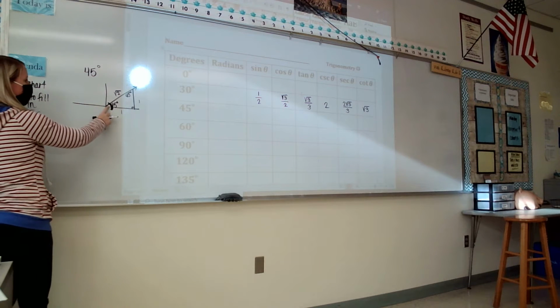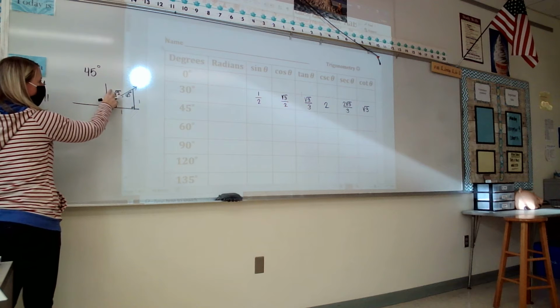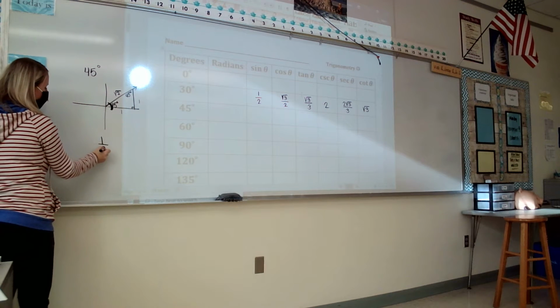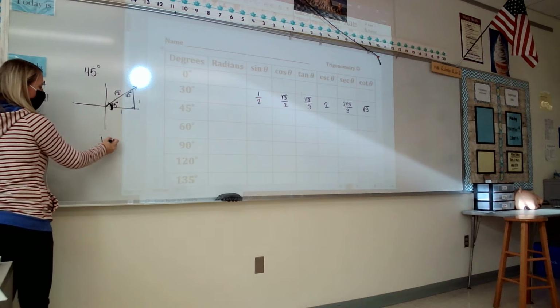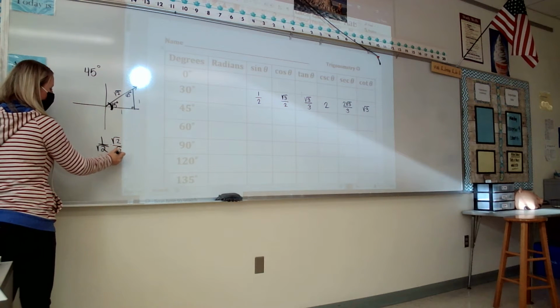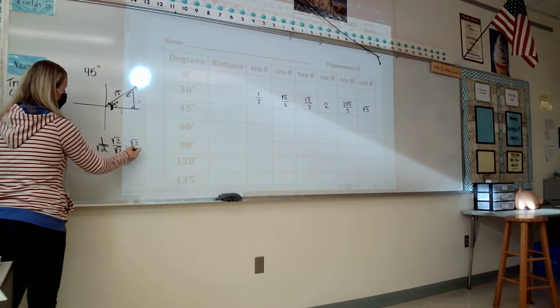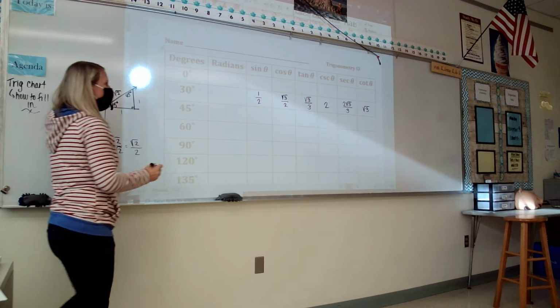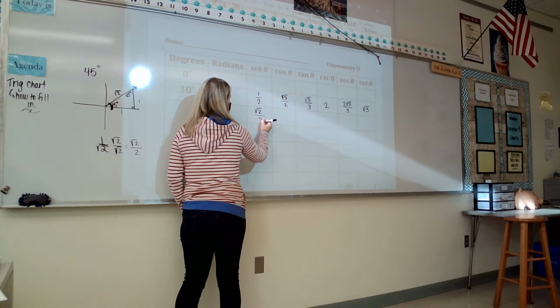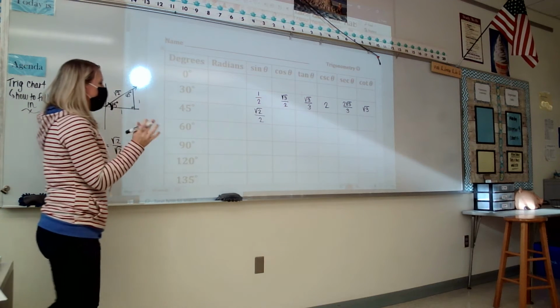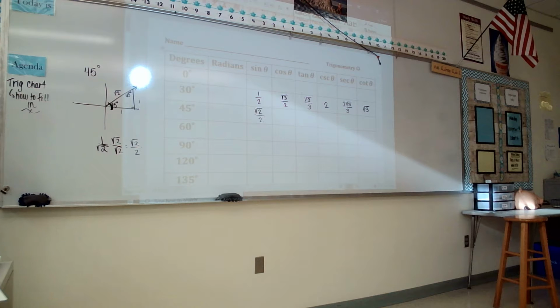Sine is opposite over hypotenuse. But I noticed in my head, oh, opposite over hypotenuse, I don't want that radical on the bottom, so I am going to rationalize that. And I get root 2 over 2. You can see my chart's looking nice. I do all this work somewhere else. You want the chart to be as neat as possible because it is something we use the rest of the year.